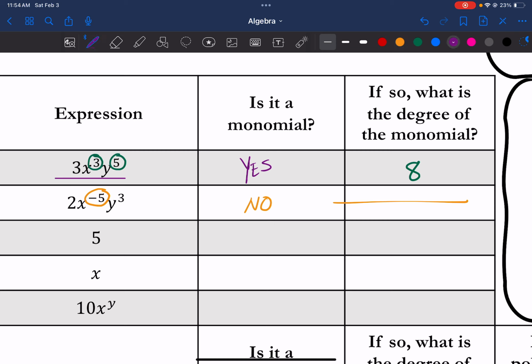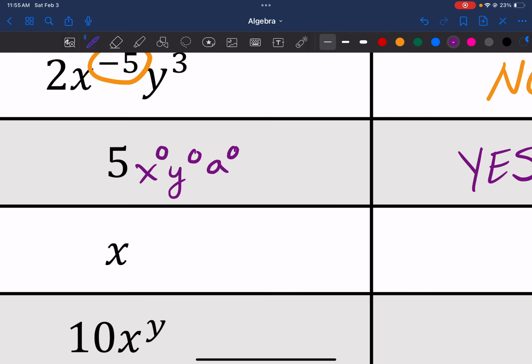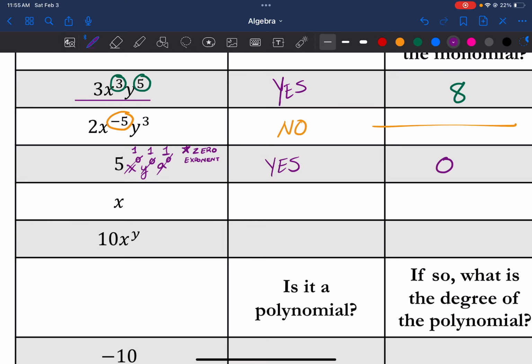The next one, 5. This is a monomial. We know it as a constant, but there are no variables. So the degree of this is actually 0. This is as if the variables were to a degree of 0, if there were any variables here, right? Because of our 0 exponent rule, you're going to want to look that up. We learned this last year. If you don't remember it, you're going to want to look it up. The 0 exponent rule is when anything raised to the power of 0 is equal to 1. So this equals 1, this equals 1, this equals 1. So 5 times 1 times 1 times 1 is just 5, right? So our degree is 0.